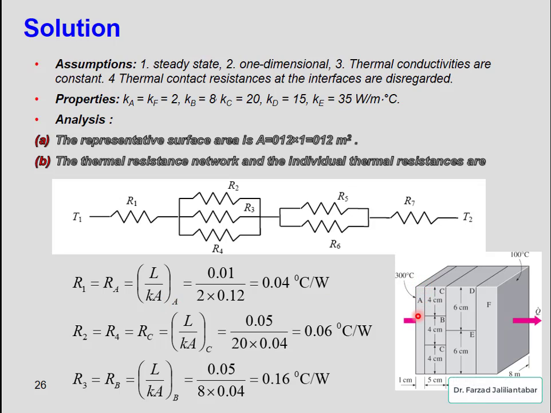Total surface area, representative surface area, is made from this material. So the thickness is 1 centimeter. The thermal conductivity of the material A is 2. The surface area of heat transfer is 0.12 meter square, which is the representative surface area. As I told you, we just choose a small part of this.